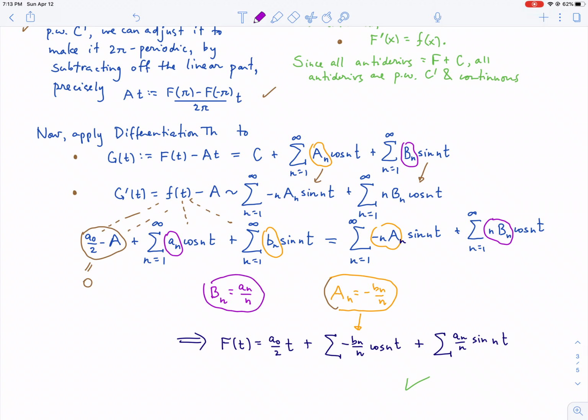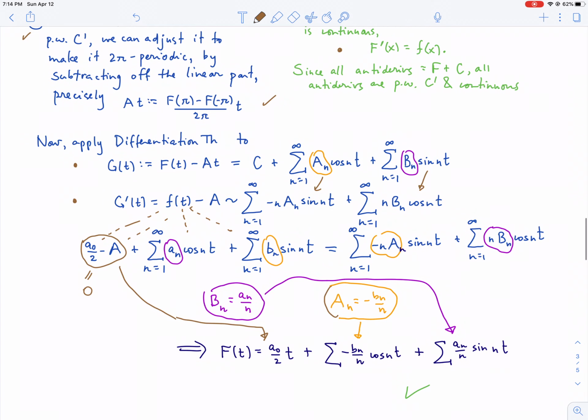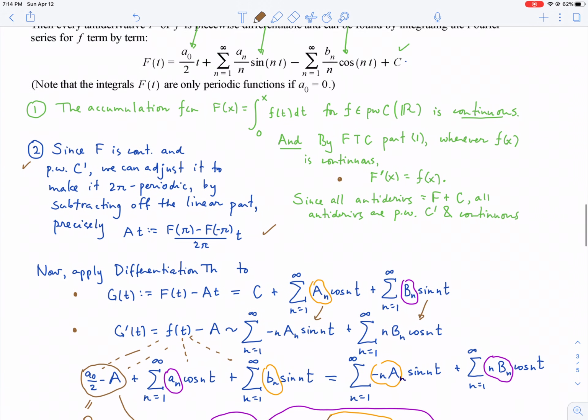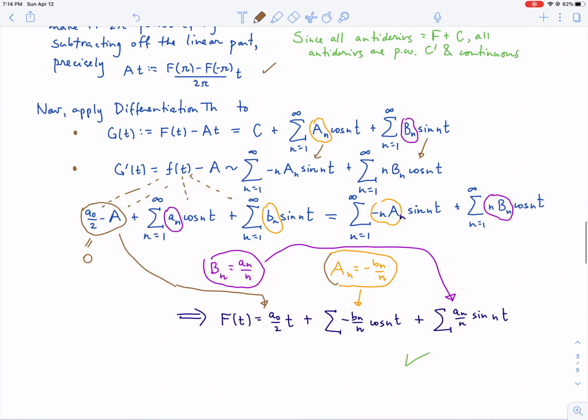And so that means that the sine coefficients for the antiderivative are a n over n. And then when I look at the constant term on both sides, I see that little a naught over 2 is capital A. So that's this one. And that formula for capital F is exactly what we got when we integrated term by term. How's that for slick?